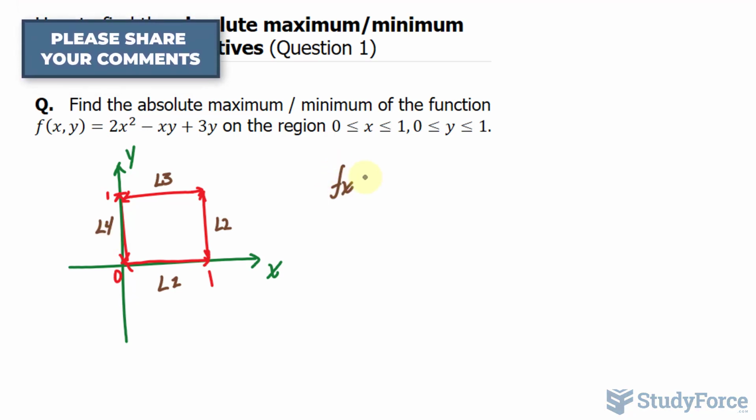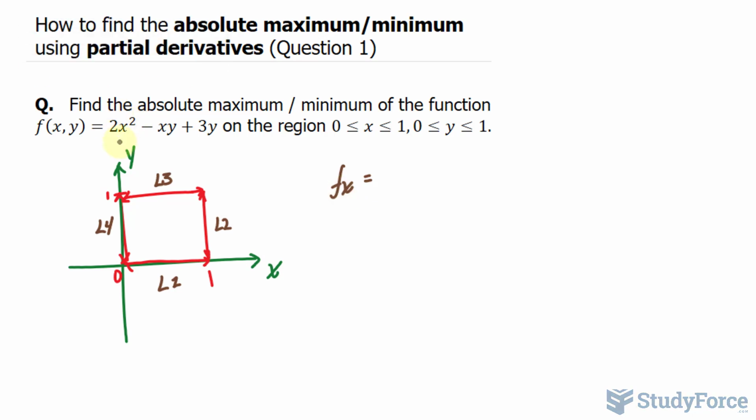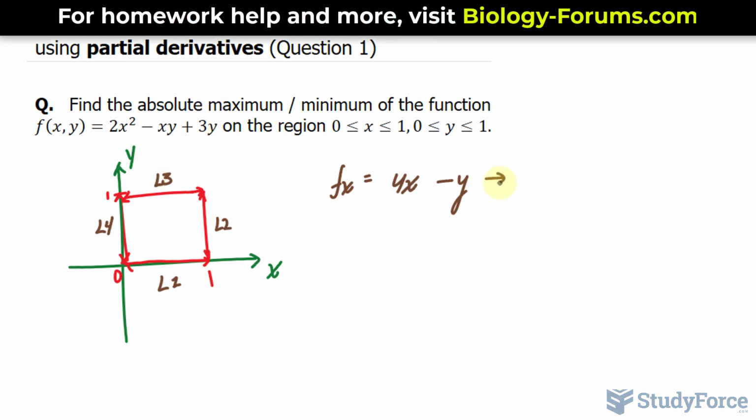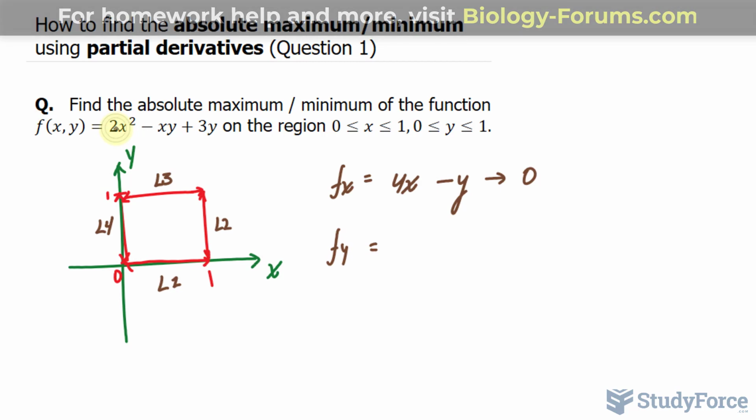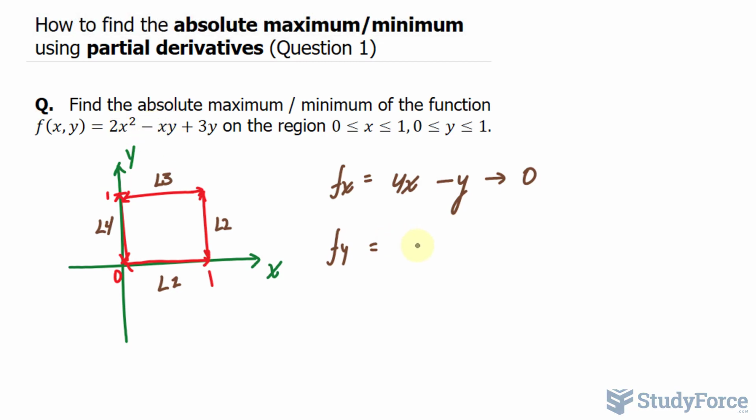We have f sub x, the partial derivative with respect to x. This first term is 4x. This next term will hold y as a constant, and taking the derivative of x becomes 1. So we have negative y. And 3y is a constant if we're taking the partial derivative with respect to x. So this all becomes 0. And eventually we'll set this equal to 0. The partial derivative with respect to y will look like this. If that term becomes 0, this term becomes negative x, because this time we're holding x constant, and this becomes plus 3. We'll set that equal to 0 as well.